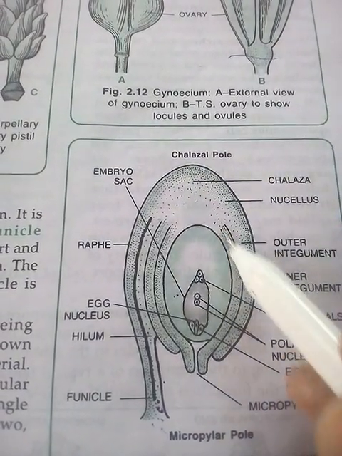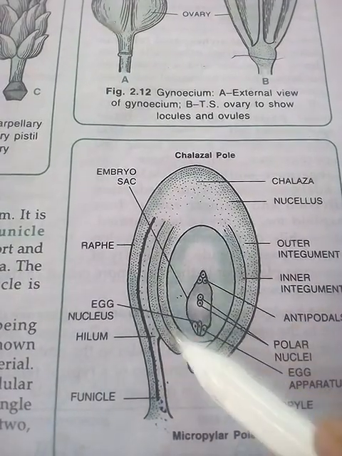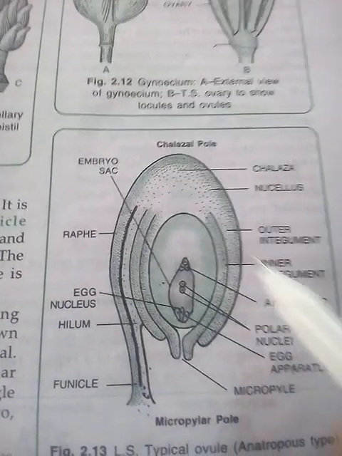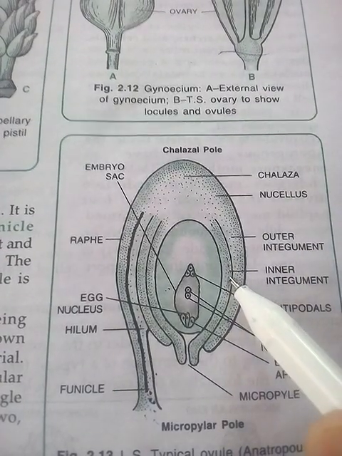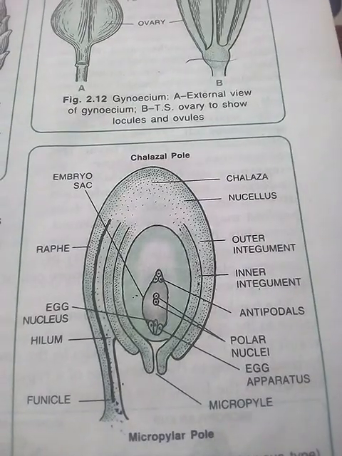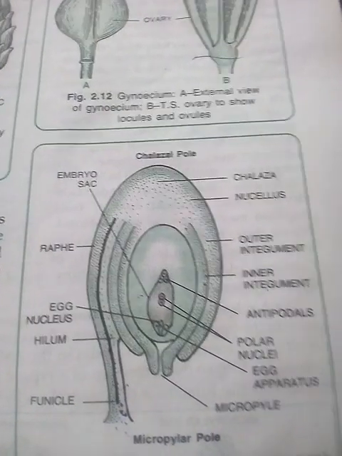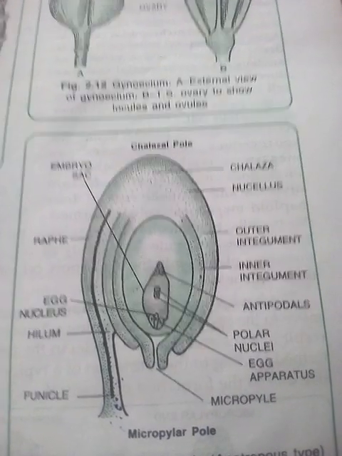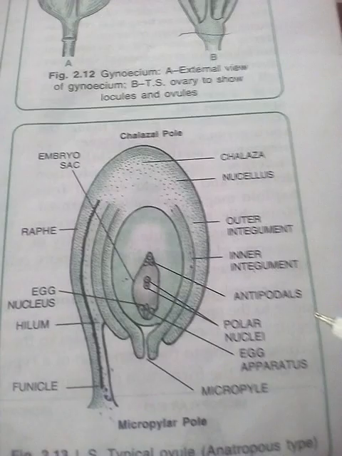And these are the coverings of the ovule. These two coverings are known as integuments, right? The outer covering is known as the outer integument, while the inner covering is known as the inner integument. When two integuments are present, this type of ovule is known as bitegmic. When only one integument is present, it is known as unitegmic.